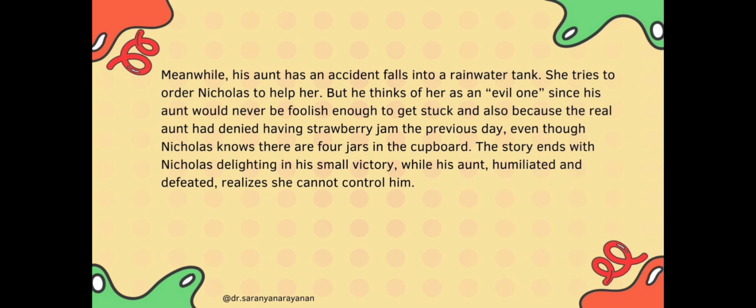because he was able to see the things inside the lumber room, and he is even able to taste the strawberry jam. So he's quite happy with his day, whereas the aunt is sitting in one corner, humiliated and defeated at the same time, and she realizes that she was not able to control him.